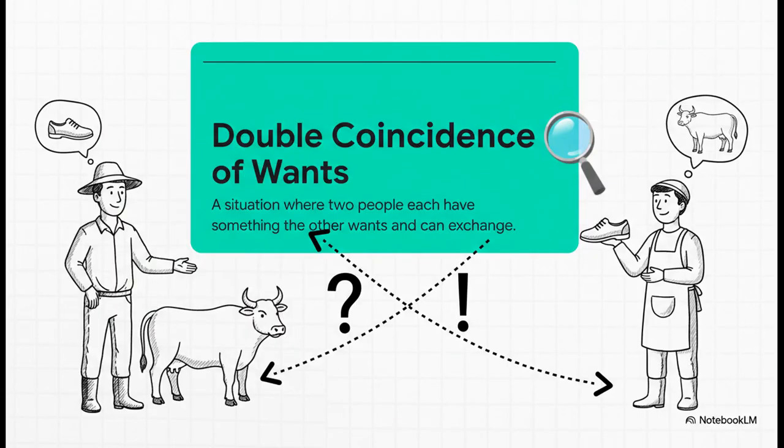So right off the bat, he runs into the biggest problem of all. And honestly, it's just a problem of pure luck. Just think about it for a second. Our farmer has to find a shoemaker who not only has shoes in his size, but who also just happens to desperately need an ox at that exact moment. I mean, what are the odds of that? It's so unlikely. There's actually a fancy term for this. It's called the double coincidence of wants. You both have to want what the other person has.